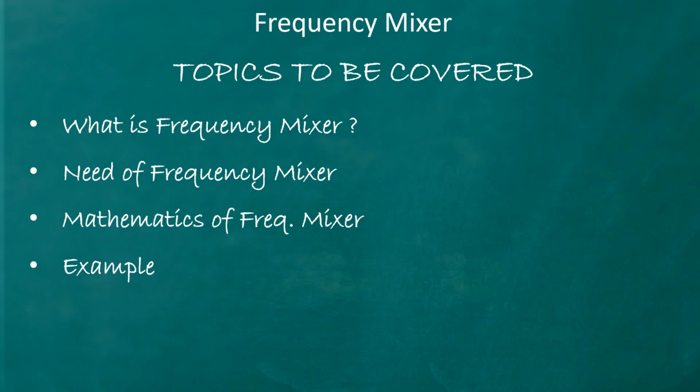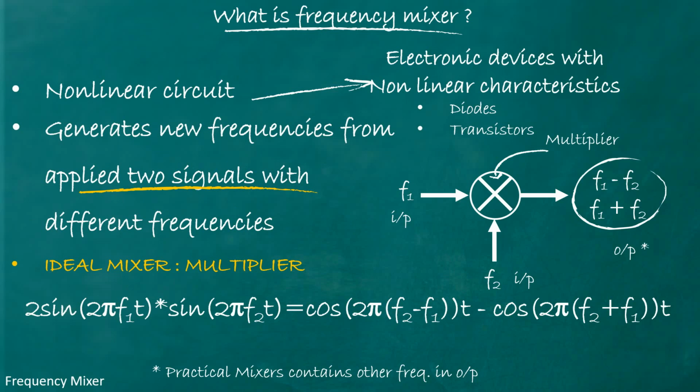Right, so first let's see what a frequency mixer is. Actually, a frequency mixer is a kind of electronic circuit, and that is specially a non-linear circuit. A non-linear circuit contains different electronic devices which have non-linear characteristics. You know the difference between linear and non-linear characteristics. So you know the diode and transistor have non-linear characteristics. This kind of device can be used in a mixer circuit, right? So a practical mixer circuit would be a non-linear circuit.